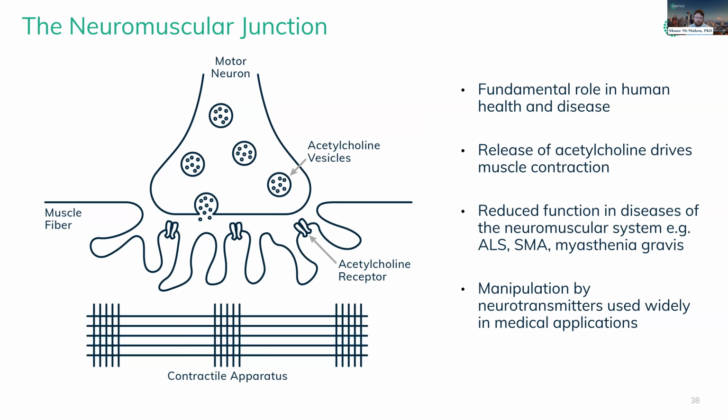I'd also like to take a look at one of our upcoming physiological models. We have recently made significant progress on developing a model for the neuromuscular junction. Developing a model for this in vitro has been very challenging for the field as a whole. But this is fundamental. It plays a fundamental role in human health, and deficits in this system can lead to devastating diseases.